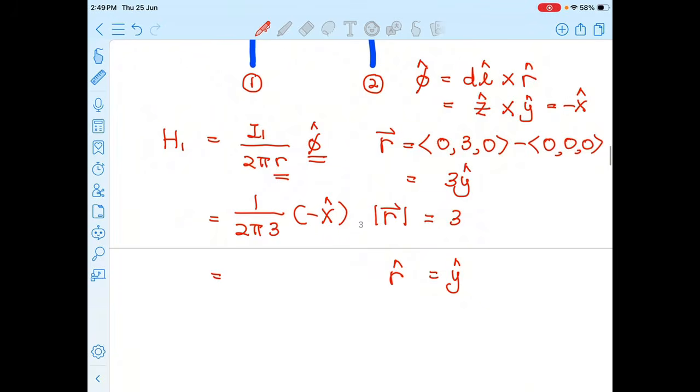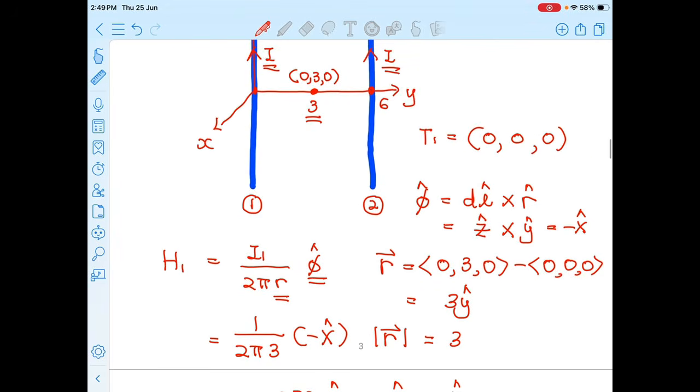So I will calculate it. 1 over 2 pi multiplied with 3, so I have negative 0.053 x. So this is my H1.